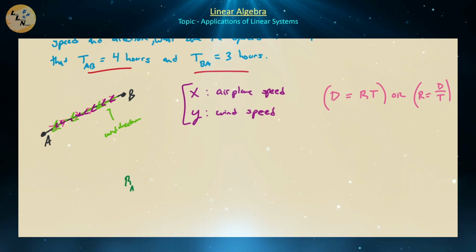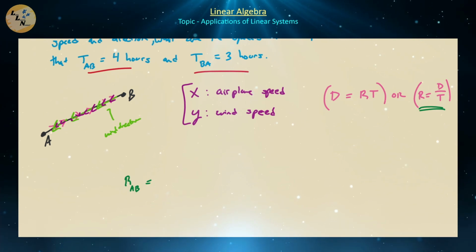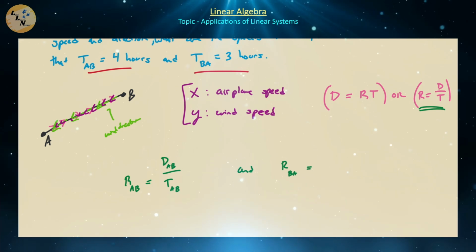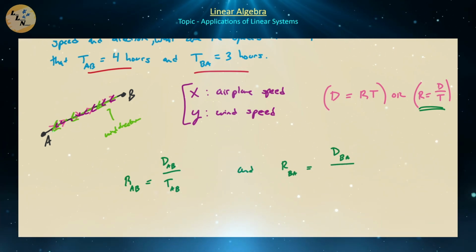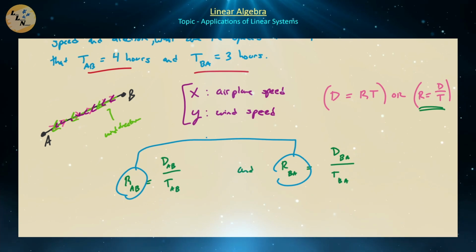So the rate from A to B, so we're going to be focusing on that particular perspective, is going to be equal to the distance from A to B, all divided by the time it takes to get from A to B. And we also know that the rate from B to A is going to be equal to the distance from B to A divided by the time it takes to get from B to A. Right, now we have two different rates actually here. We have the rate for the airplane, and we also have the rate for the wind. So it's sometimes safe to approach these rates as the net rates.